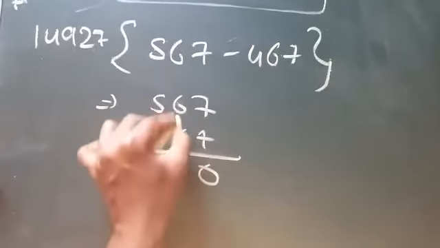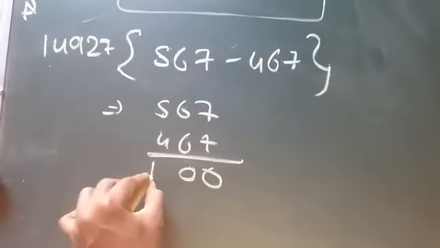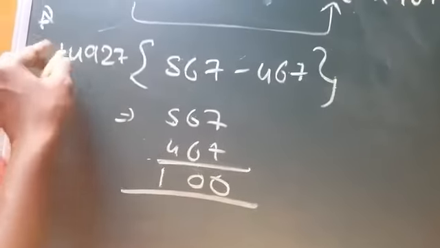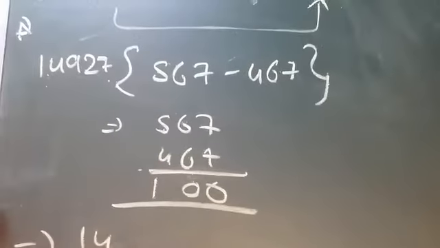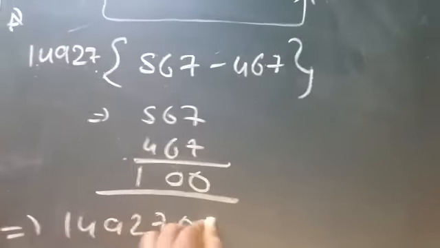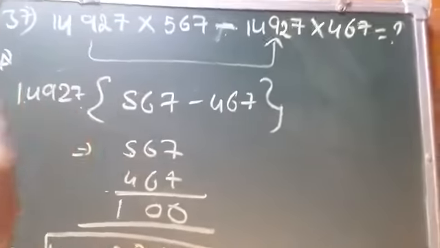7 minus 7, 0, 6 minus 6, 0, 5 minus 4, 1. Multiply 100 with 14927. That means 1492700 is the answer for this given question.